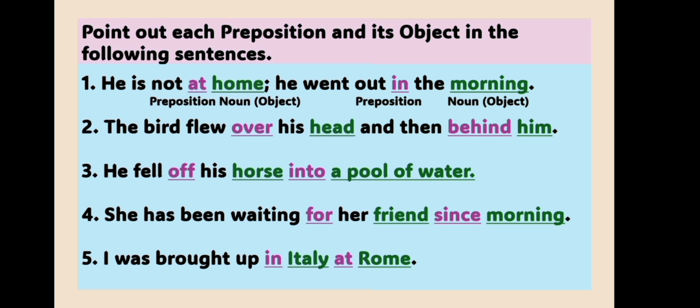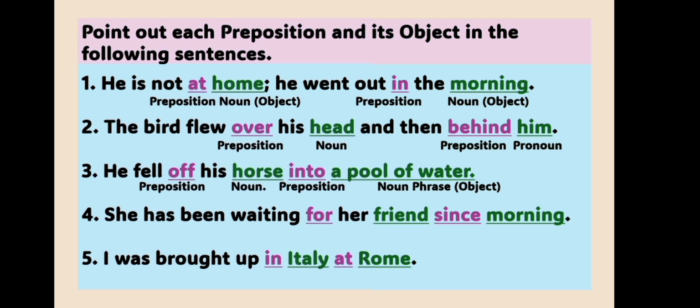Number 2. The bird flew over his head and then behind him. Here the prepositions are over and behind, and their objects are head and him respectively. Number 3. He fell off his horse into a pool of water. In this sentence, off and into are prepositions, and their objects are horse and a pool of water respectively.